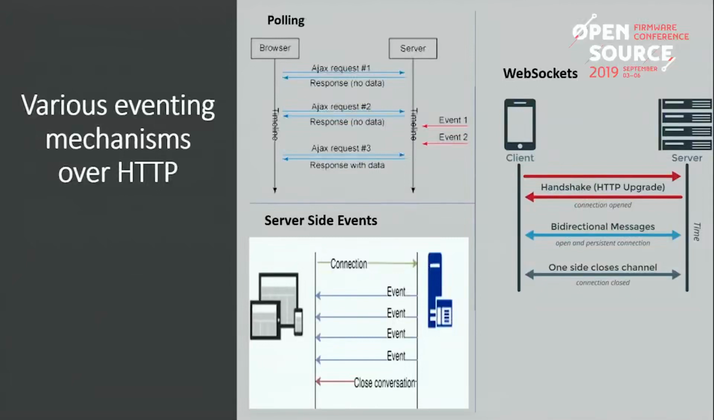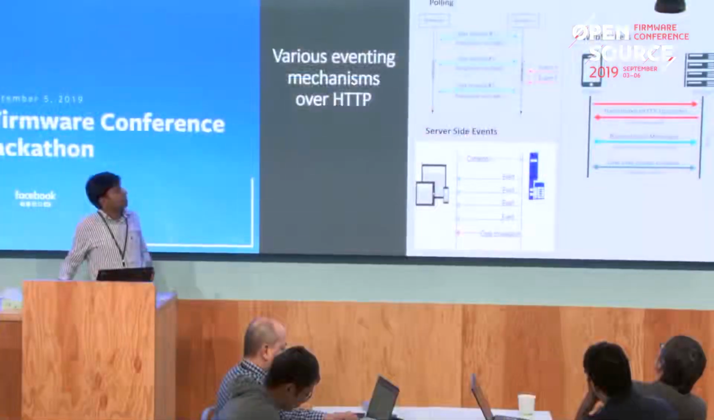So what are the various eventing mechanisms that currently exist over HTTP? One is normal polling, another is SSE, server-sent events, and the third is WebSockets. In polling, we do periodic polling where the client keeps polling for a resource, asking what the state of a certain resource is, but that is pretty resource intensive, and the client doesn't get real-time updates. In server-sent events, the client opens a connection, and once the connection is open, the server keeps sending data over the connection.